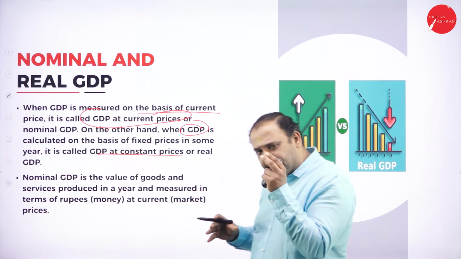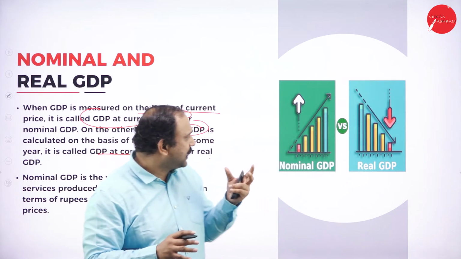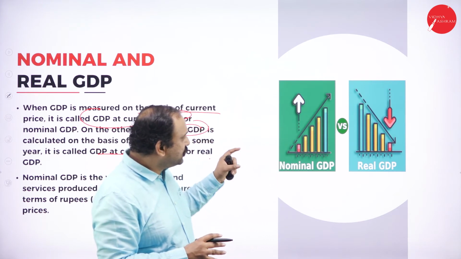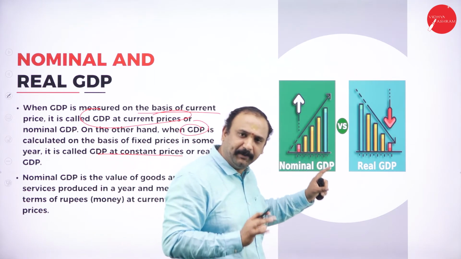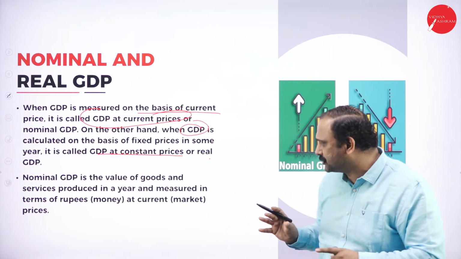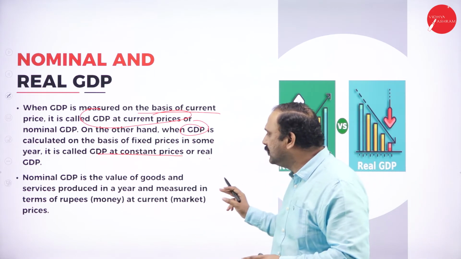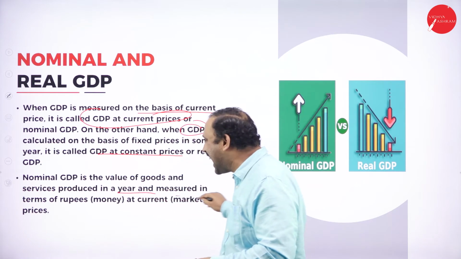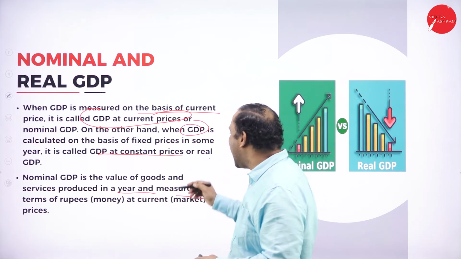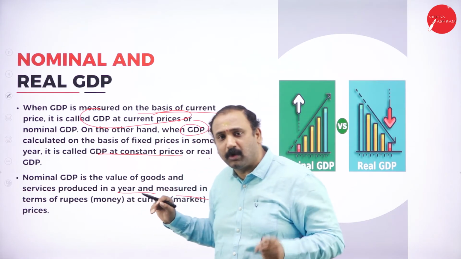Why? Because I am taking a fixed price of some year, and I'm just doing it. So on one side, the nominal GDP versus real GDP question exactly comes into the picture. Nominal GDP is the value of goods and services produced in a year and measured in terms of rupees at the current market price.